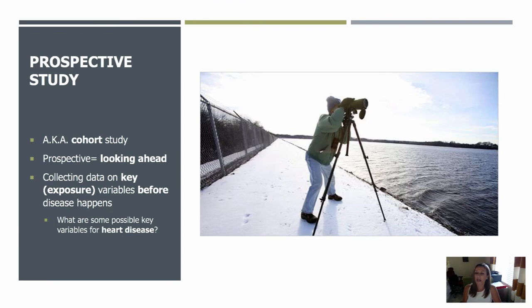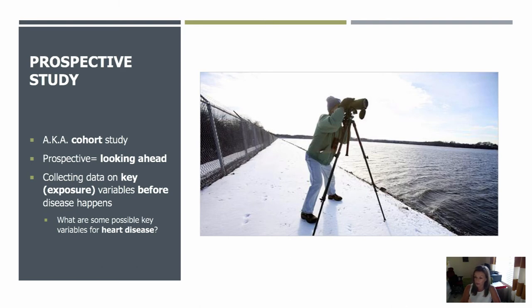Prospective studies. A prospective study is also known as a cohort study. It really means looking ahead. In other words, we collect data on exposure variables before the disease happens. So what would this type of study look like? Well, think about it. I can have some baseline testing right now, and I can assess everybody's health, and I can see who has, for example, cardiovascular disease, who has diabetes, who is healthy, who's not. All right, and then I can at the same time monitor their diet. I can see access to healthcare, how frequently they get checkups, and so on and so forth.